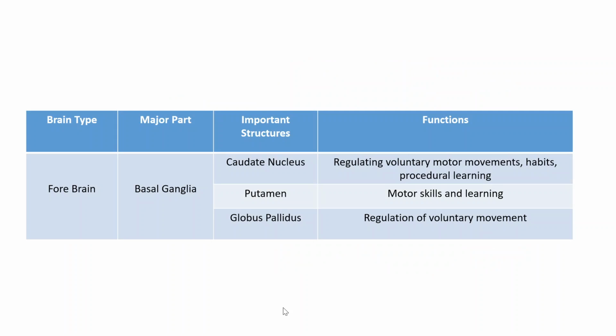Caudate nucleus. What does it do? It regulates voluntary motor movements, habit formation, procedural learning, skill learning, stuff like that. Putamen is related to motor skills or learning. And globus pallidus is also related to voluntary movement. So basically the basal ganglia plays an important part in habit formation, and it's all part of the forebrain.